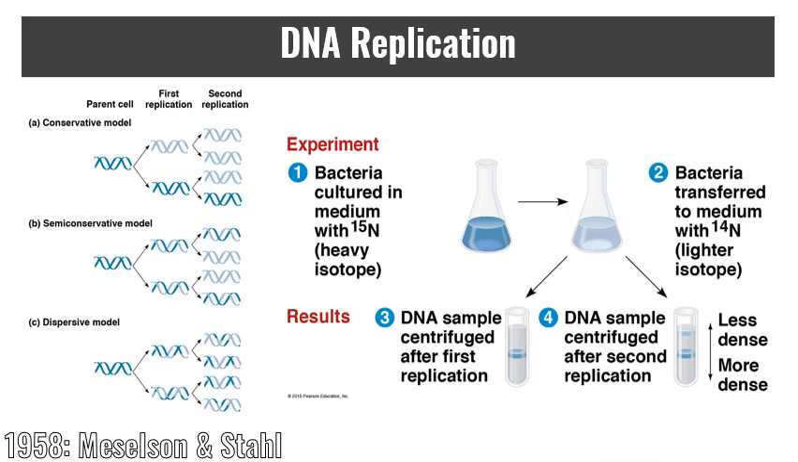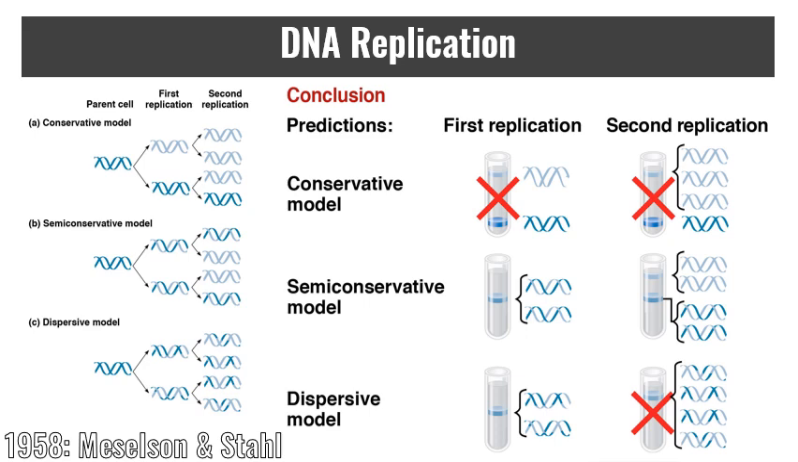In 1958, Meselson and Stahl wanted to determine how bacteria replicated with proof positive from experimental evidence. So bacteria were cultured in mediums containing a heavy isotope of nitrogen, nitrogen-15, and then transferred to nitrogen-14 for later replications. Based upon the samples, they were able to eliminate the first replication for the conservative model and the second replication for the dispersive model. So showing that the semi-conservative model was the most likely model for DNA replication.